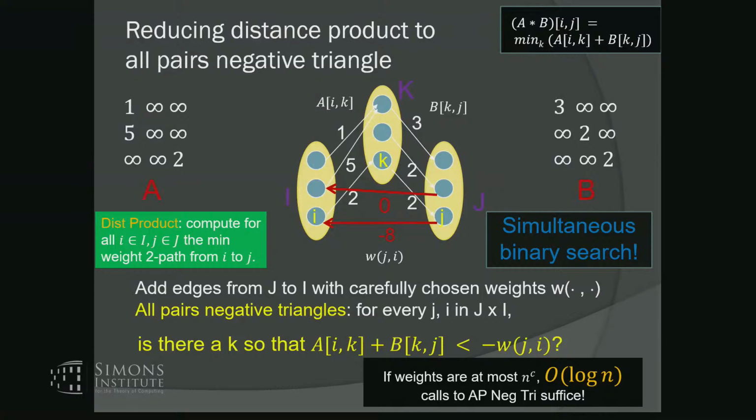So every time you call all pairs negative triangle, you get an output of an n by n matrix, which tells you for each of these pairs, is there a negative triangle? And then you adjust the weights accordingly.